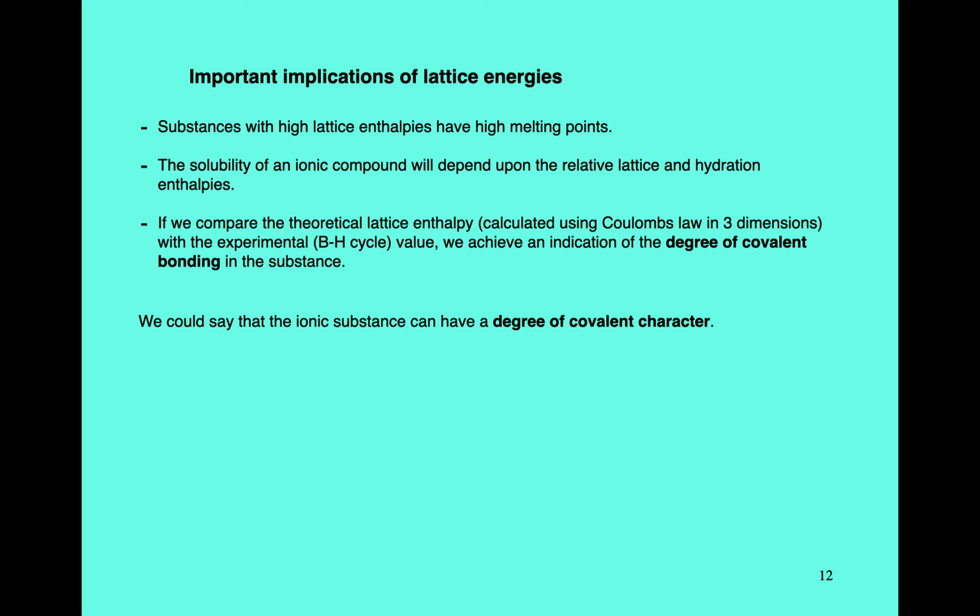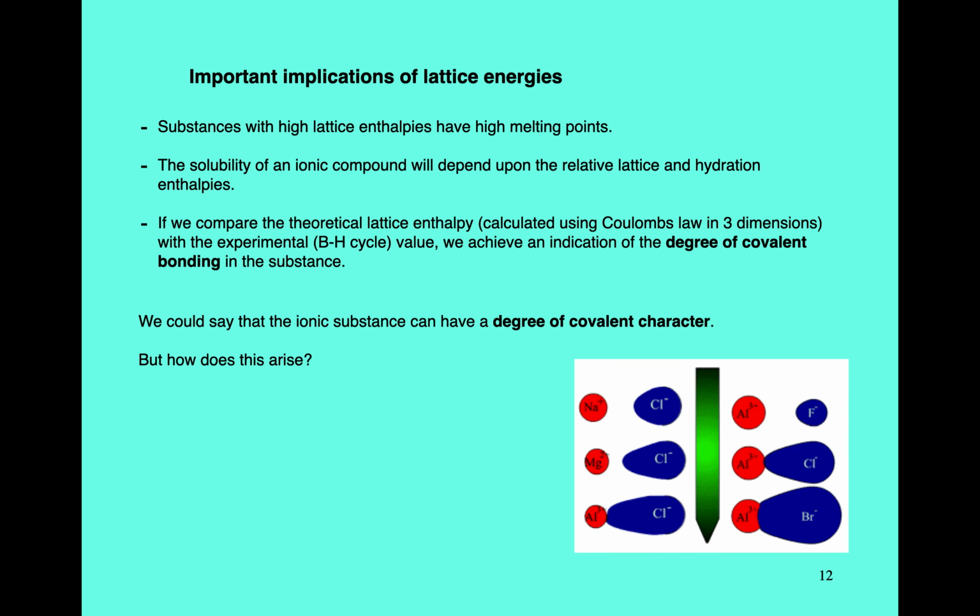Okay, well, how does this happen? If you look at these substances here, going across period 3, we've got sodium chloride, magnesium chloride, aluminium chloride. We've talked about this already, that the aluminium's got a much bigger charge, so that charge on the cation can distort the electron cloud on the chloride ion, as shown. Okay?